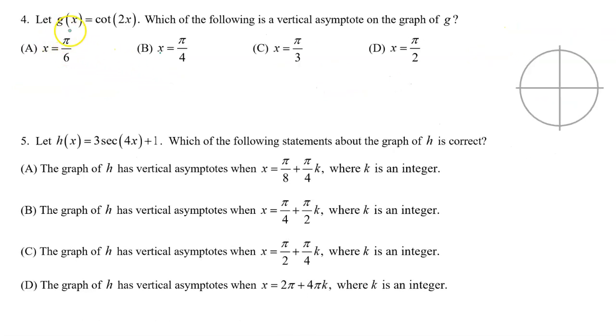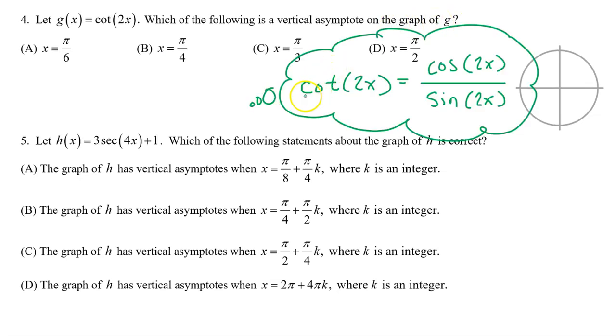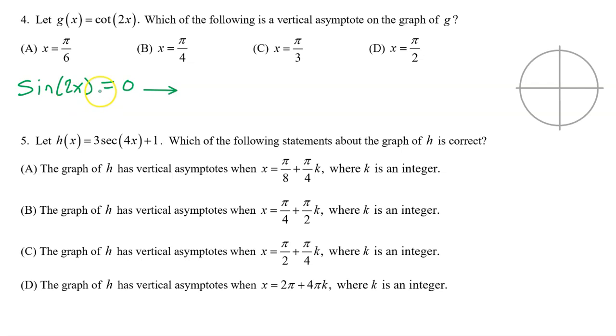Number 4. Let g of x equal the cotangent of 2x. Which of the following is a vertical asymptote on the graph of g? We should be thinking the cotangent of 2x is equal to the cosine of 2x divided by the sine of 2x. This function will have vertical asymptotes wherever the denominator, sine of 2x, is equal to 0. The vertical asymptotes will be the solutions to this equation.